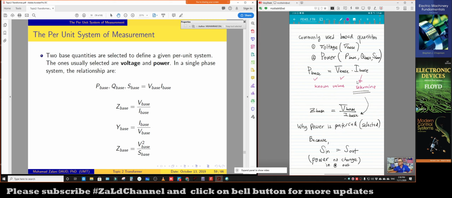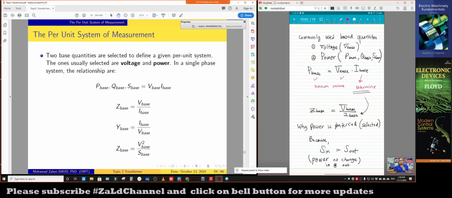Once we determine the I base, we can further determine the Z base. That sort of thing. We start by defining P base and V base, and then from that P base and V base, we determine I base. From I base, we determine Z base. Okay, because V base we already know, right? So in this case, we choose power or voltage.